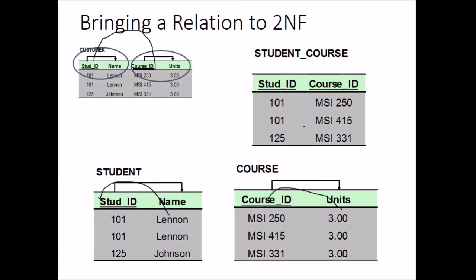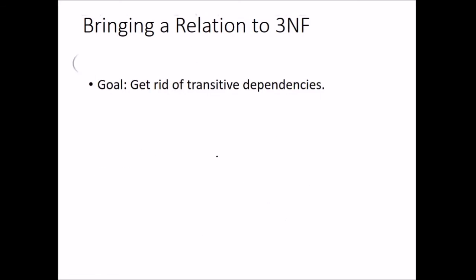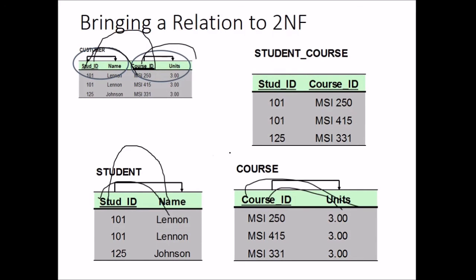So student ID, course ID is one. Then student ID can uniquely identify name. This is also good. This is also given. But what about these units? Only course ID can identify. So you make one more table, course ID and units. Now these all are unique, and they are also having no partial dependencies.